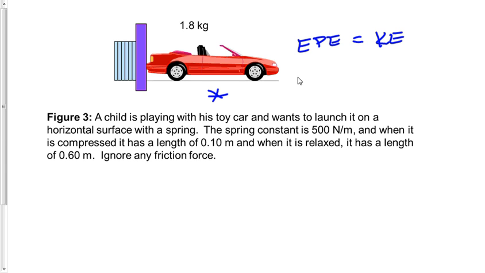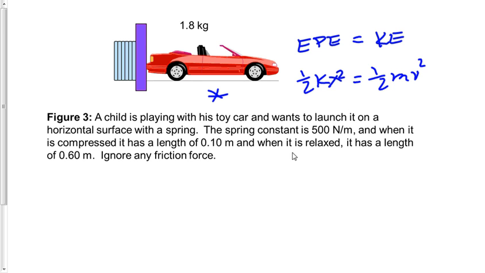Okay, so our equation would then be 1/2 kx squared equals 1/2 mv squared. K, of course, is our K constant, the spring constant. X is going to be the distance the spring is either stretched or compressed. Now let's figure that out.